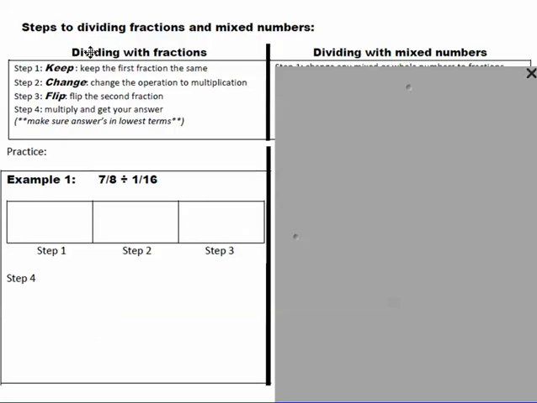All right, so if you notice, I put the keep, change, flip up here, so we're going to do some practice. So here's my first number, 7/8. I'm going to keep it. I'm going to change it to a multiplication problem, and I'm going to flip it. All right. So now I'm just going to simply multiply straight across. Okay, ooh, 16 times 7. Let's see, that's 42. Carry my 4. All right, and then over 8.